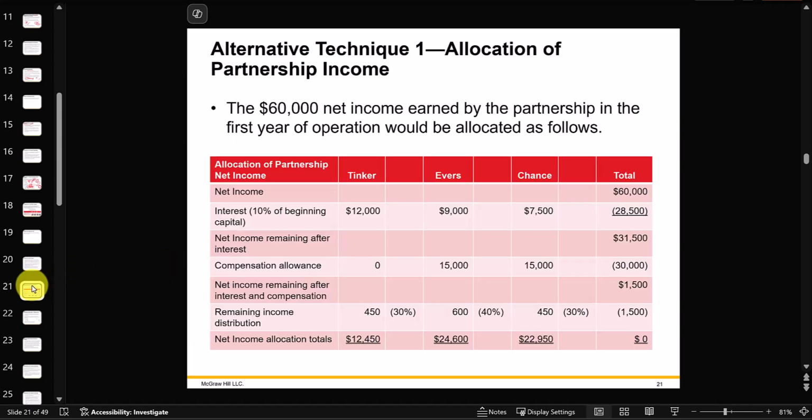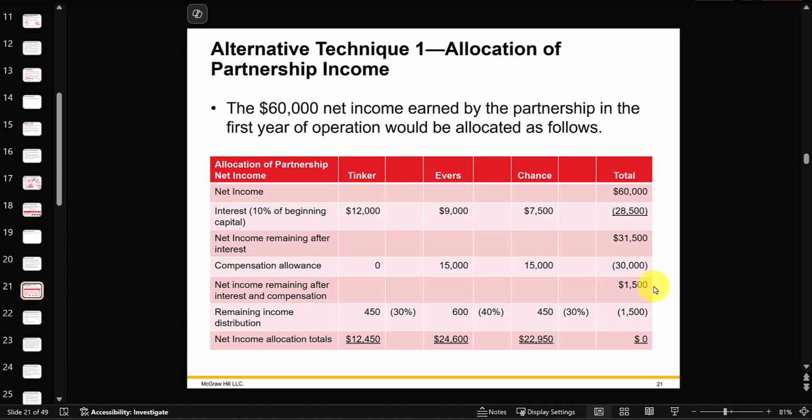So here is the allocation. Starting off with the total net income of the partnership, we're going to give a 10% interest. That's 10% of 120,000 beginning capital balance for Tinker, 10% of 90,000 capital balance for Evers, and so forth. So that accounts for 28,500 of the 60,000 net income, leaving 31,500 still to be allocated. So now we have a compensation allowance. Nothing to Tinker, but 15 to each for Evers and Chance, accounting for 30.